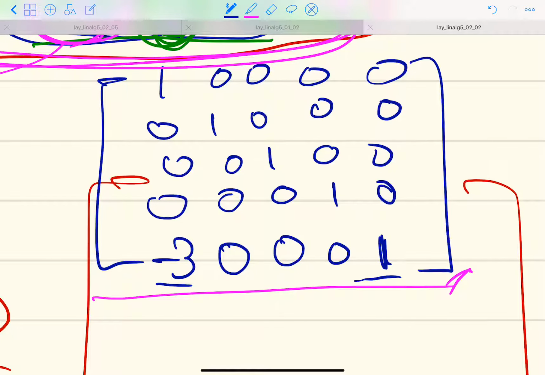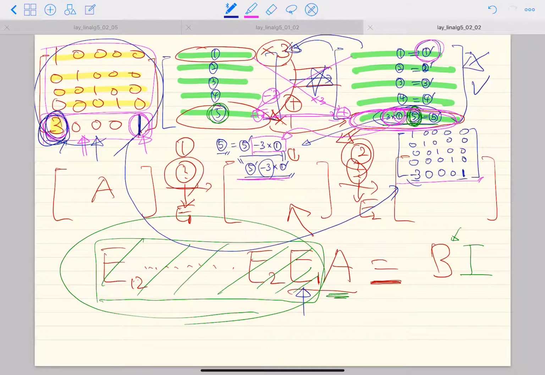So simply, the inverse of it is represented in this form. We have 3 over here, and here we have -3. So that is our inverse. All right.